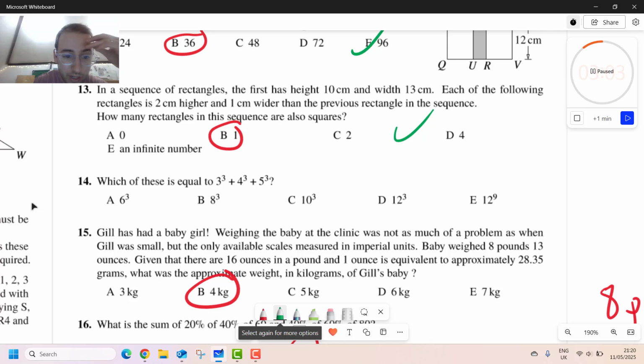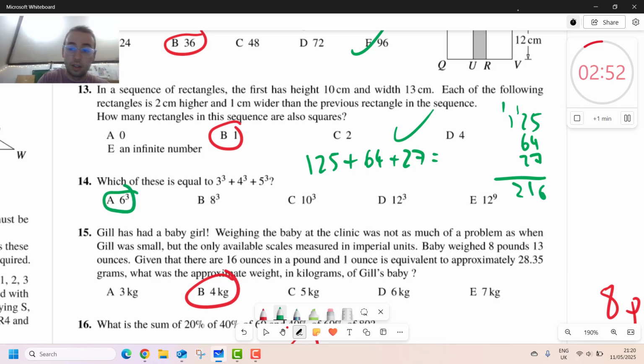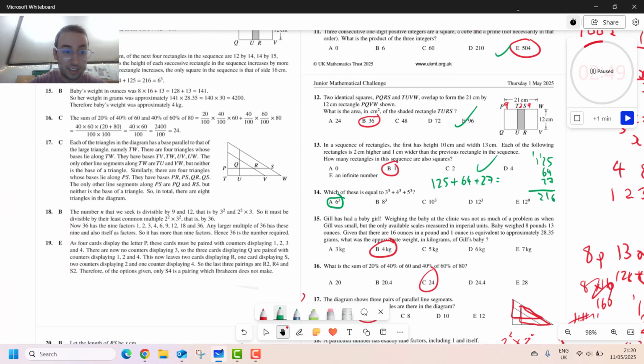Which of these is equal to 3 times 3 times 3 plus 4 times 4 times 4 plus 5 times 5 times 5? I mean, 125 plus 64 plus 27 is 216. I think I would have time. In fact, let's crank the minutes back. Let's see if I can do this in 3 minutes. 216, which is 8 cubed. No, it's 6 cubed. Oof, okay. Let's see if I got that right.